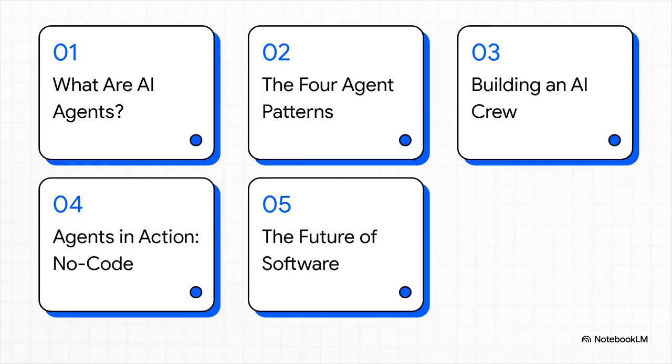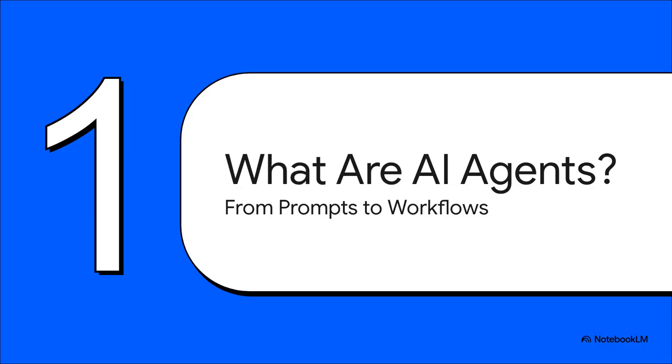So, here's the plan. We're going to break it all down step by step. First, we'll nail down what an AI agent actually is. Then, we'll dive into the 4 core patterns for building them. After that, we'll look at how to build an entire crew of agents. We'll even see a real-world example you can build with zero code. And finally, we'll talk about why this might just be the biggest shift in software we've seen in a very, very long time.